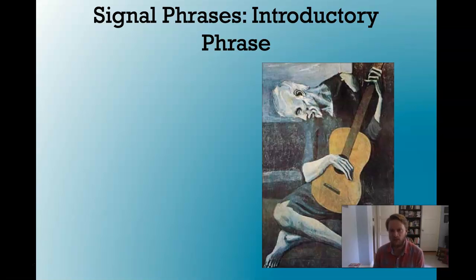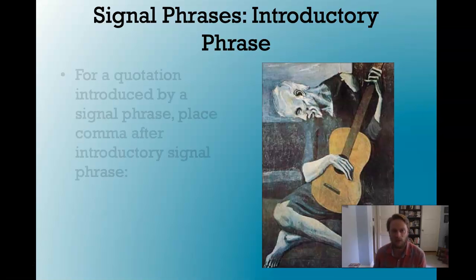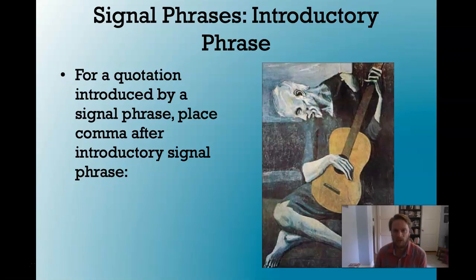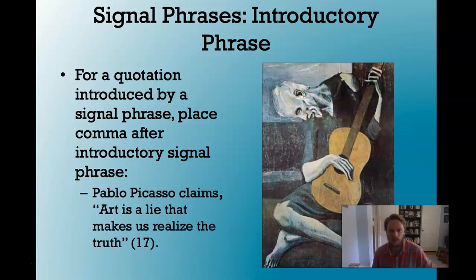Signal phrases, introductory phrase. So you can put the signal phrase at the beginning of your quote. For a quotation introduced by a signal phrase, place the comma after the introductory signal phrase. So take a look at this example. Pablo Picasso claims, so the comma goes after claims, which is the signal verb. And the comma is right after it. Then space. "Art is a lie that makes us realize the truth."